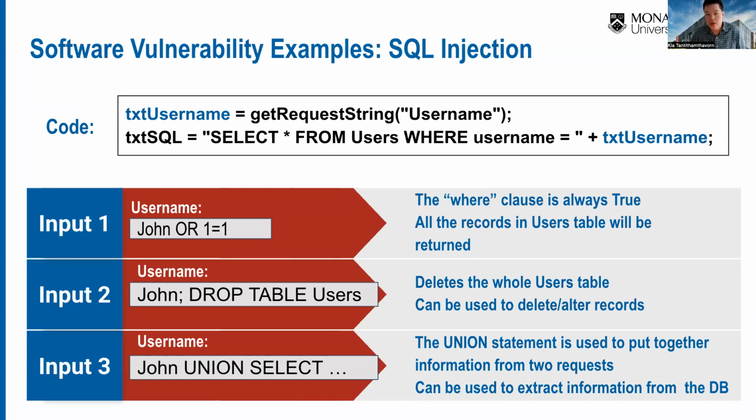So the first type of software vulnerability is a commonly known one. I will get a pen a little bit.